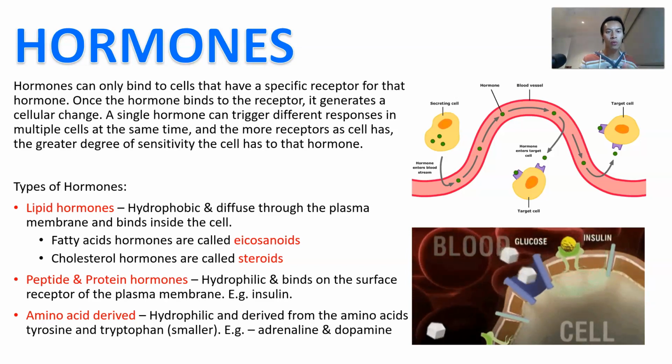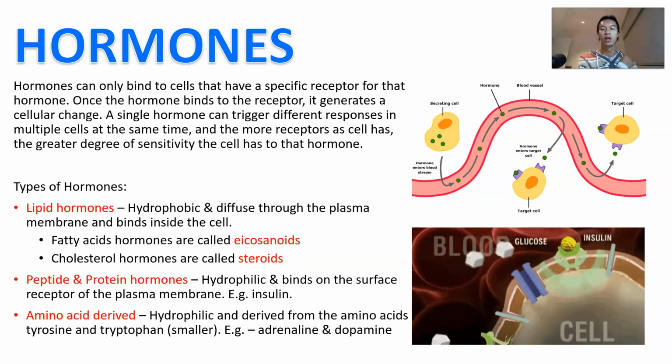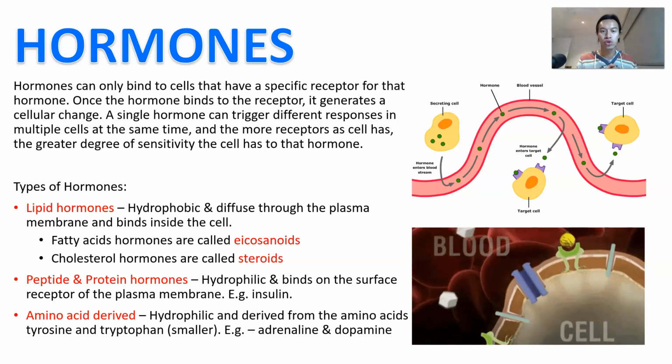So when a hormone binds to the receptor, it's going to generate a cellular change. In other words, the signal from the hormone is going to change the way the cell acts or the way the cell changes its shape in order to receive and respond to that particular hormone, okay? So a single hormone can trigger different responses in multiple cells at the same time, and the more receptors a cell has, the greater degree of sensitivity that the cell will have to that particular hormone. In other words, emphasizing and magnifying the effects of that hormone, okay?